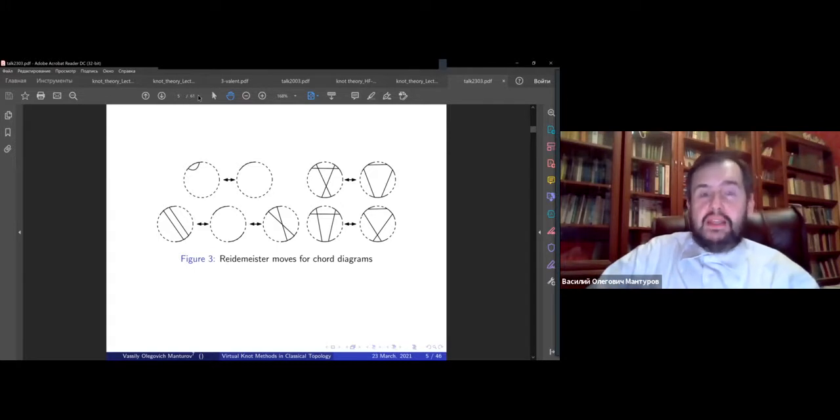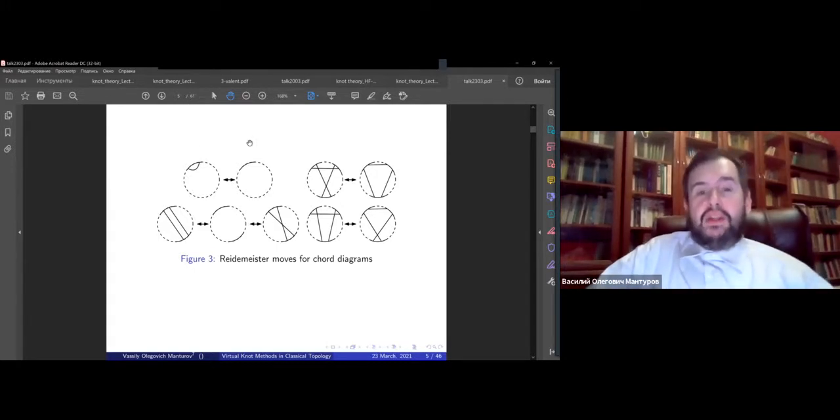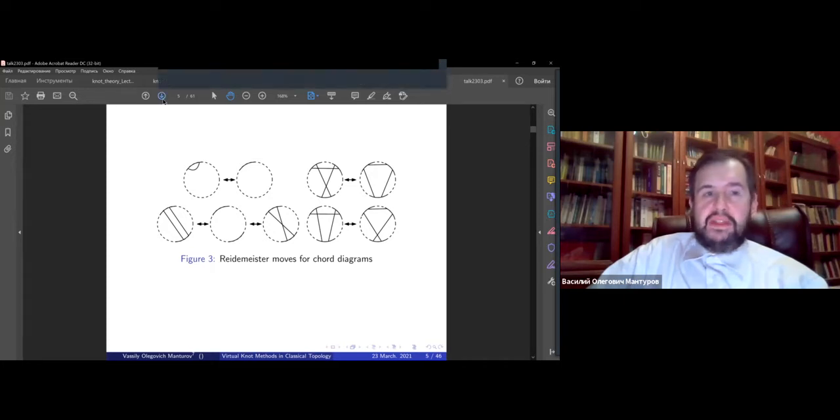here and possibly elsewhere. And here are just Reidemeister moves for chord diagrams. And we can say that I'm lazy and I don't want to mention any over, under, plus, minus, and arrow directions. So, okay, these are moves for free knots. And actually for free links, we have the same, but on different circles.